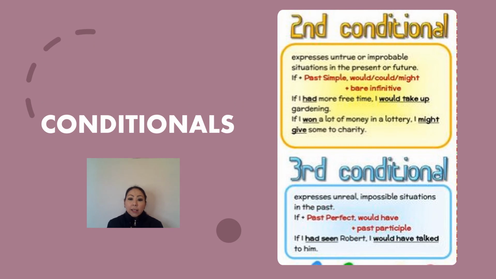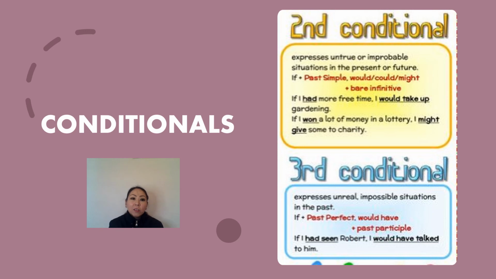The second conditional expresses untrue or improbable situations. El second conditional nos habla de aquello que es bien imaginario, es algo que no va a pasar, que me gustaría pero no pasará. Por ejemplo, if I had more free time, I would take up gardening. Si yo tuviera más tiempo libre, yo me dedicaría a la jardinería, ¿verdad? If I won a lot of money in a lottery, I might give some to charity. Si yo me ganara dinero en la lotería, yo daría un poquito a la caridad. Pero pues aquí como es imaginario, es como si dijera, si yo me ganara la lotería y nunca la compro.